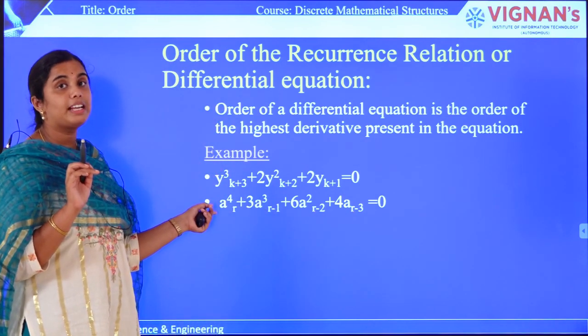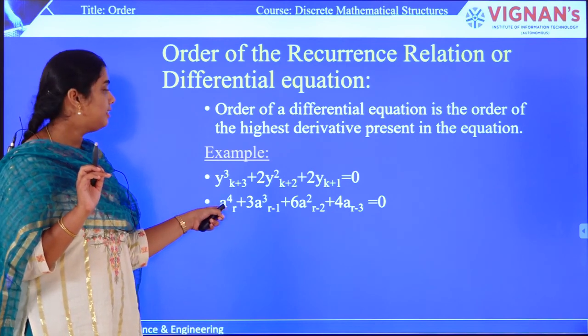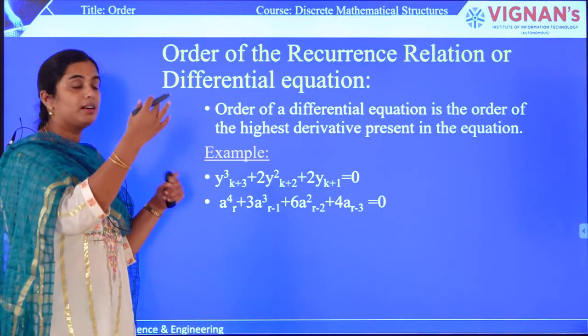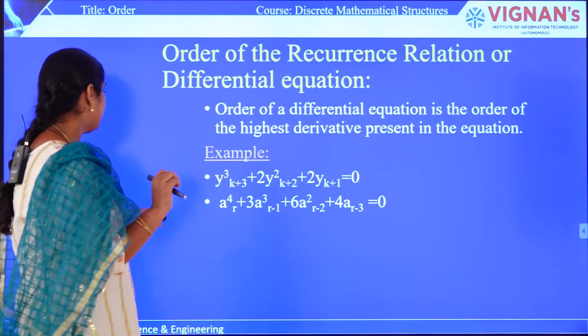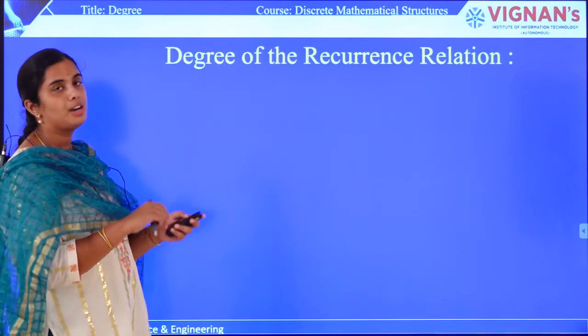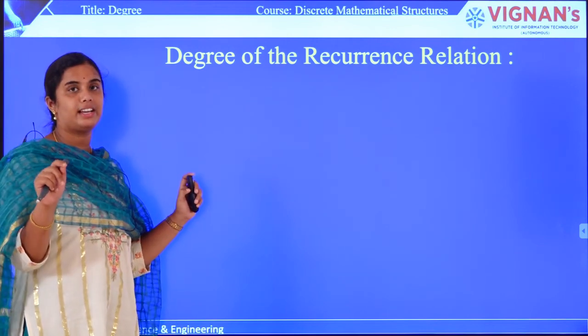So what will be the highest derivative over here? 3. Okay? The highest thing to which it is mentioned is the order of the recurrence relation. Next, what is the degree of the recurrence relation?